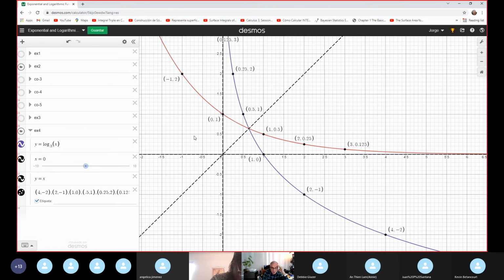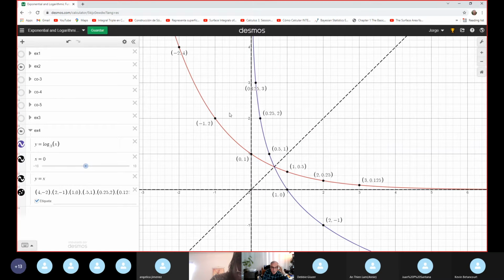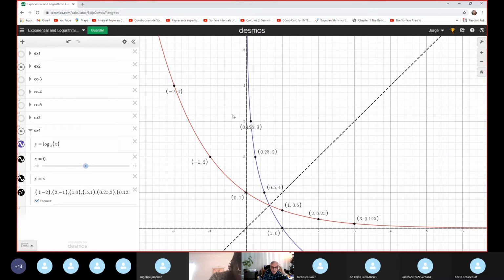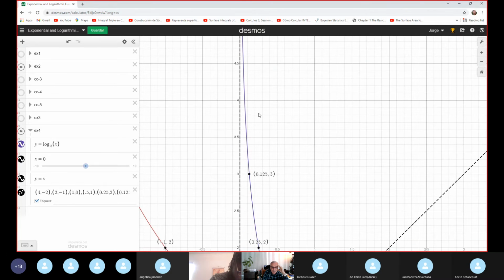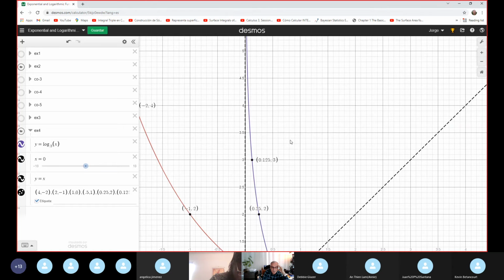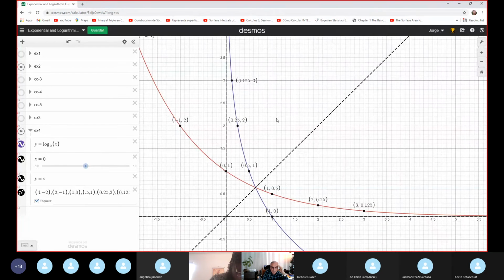And the same situation happened with the asymptote. The exponential has the horizontal at y equals 0, and the logarithmic has a vertical. You see the logarithmic, the purple color, approaches the axis but never touches. Look, let me zoom. Never touches. It's the classical behavior of the vertical asymptote. Do you follow me? Do you understand the idea?